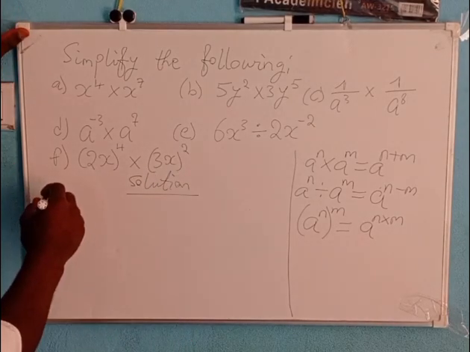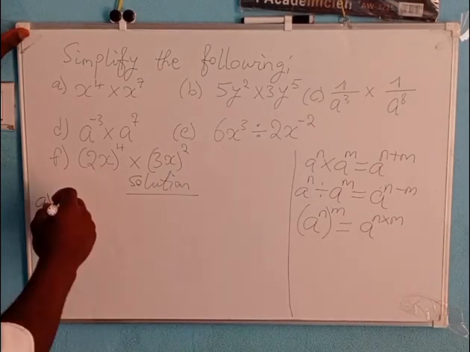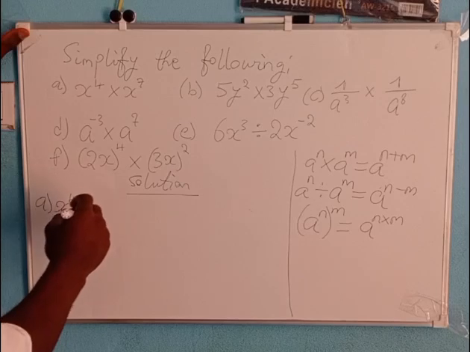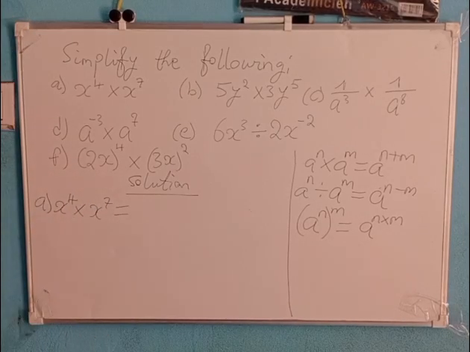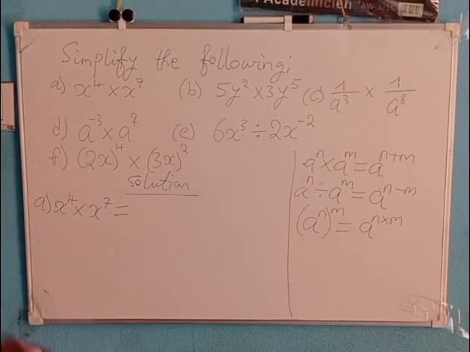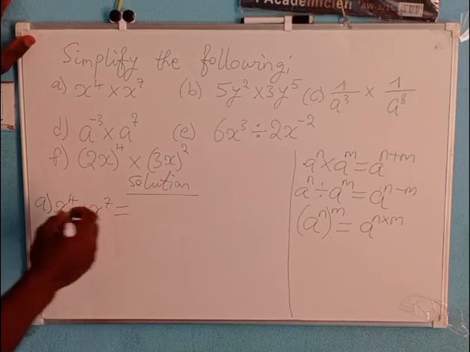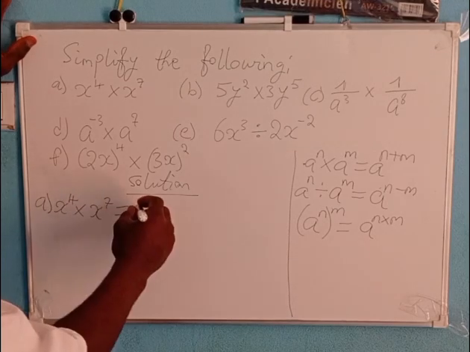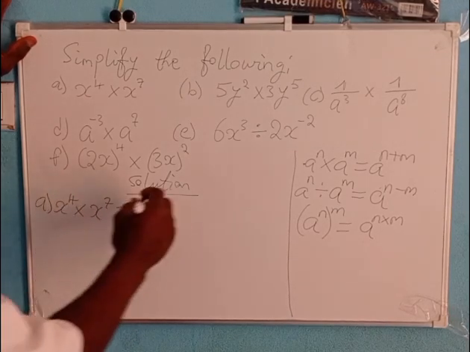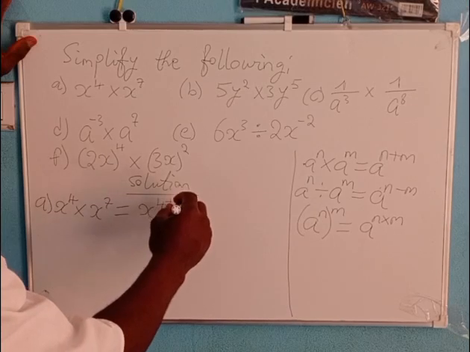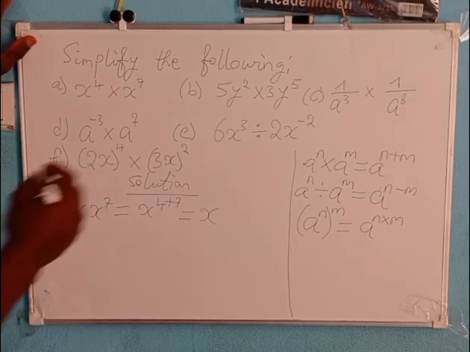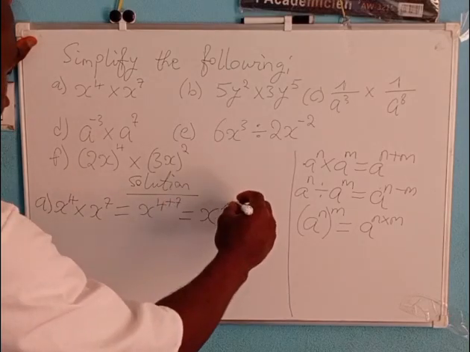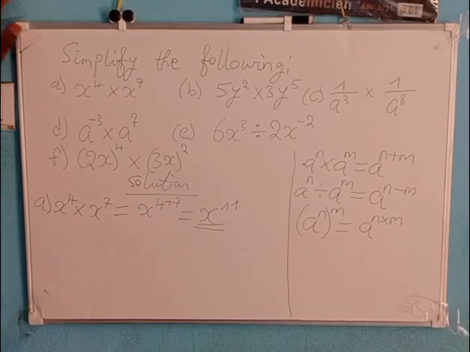For the first one, question A, we have x raised to the power 4 times x raised to the power 7. This will simply be equal to, we are going to make use of the first law. You can see they have the same base, which is x. We write down the base, then we add their powers, 4 plus 7. And this will simply be equal to x raised to the power 4 plus 7 gives us 11. This is the answer for the first one.